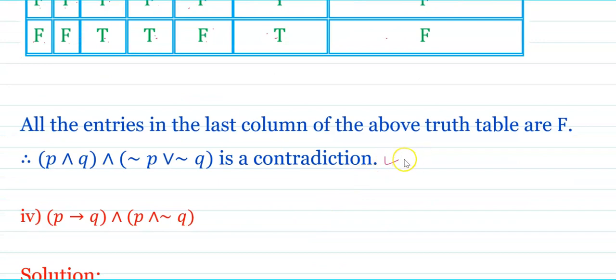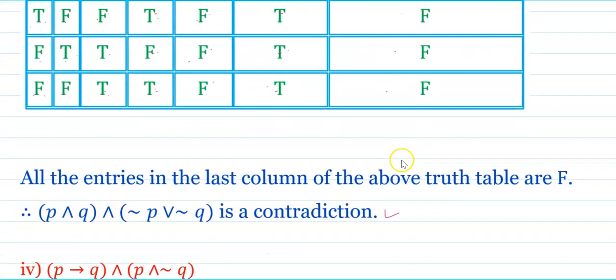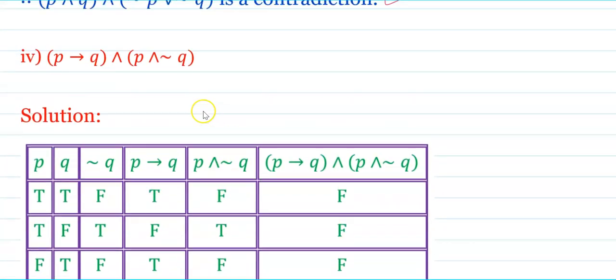Okay. You can see this. Okay. Now the next, fourth one. P implies in bracket Q and in bracket P and negation Q. Again the two statements, and the connectives are 1, 2, 3, 4. 4 connectives. Therefore, the total column must be 6. 1, 2, 3, 4, 5, 6.